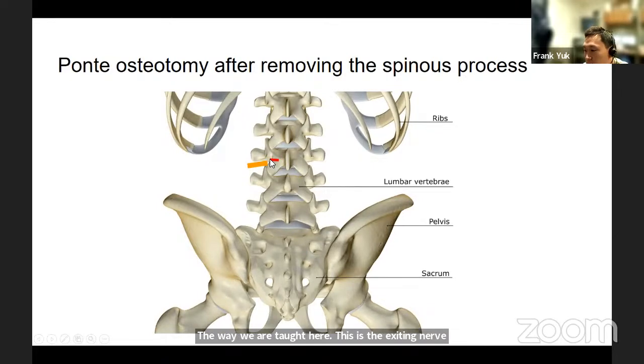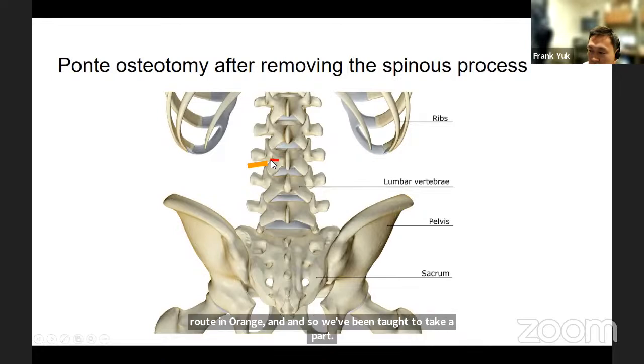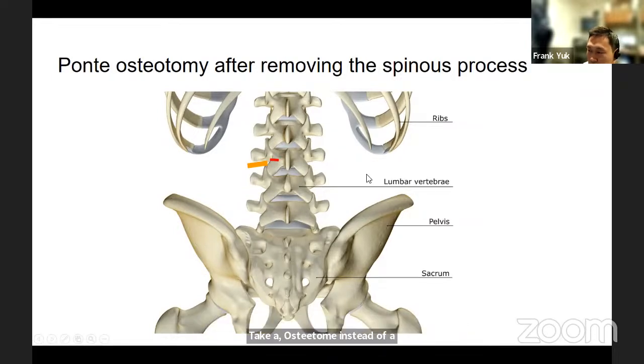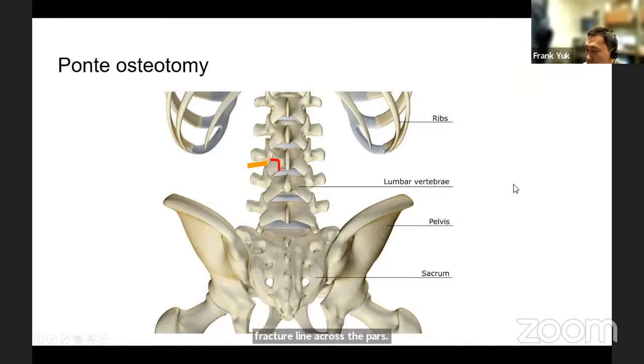So the way we were taught here, this is the exiting nerve root in orange, and we've been taught to take an osteotome instead of a drill and create a fracture line across the pars here. And then the next cut is to do a facetectomy of the IAP, cutting across the inferior articulating process, which removes this IAP and exposes the SAP below. Then you take the same osteotome and break the SAP here, which allows you to remove this entire facet joint.